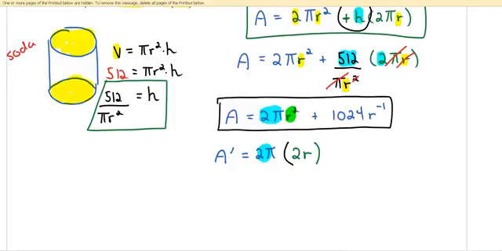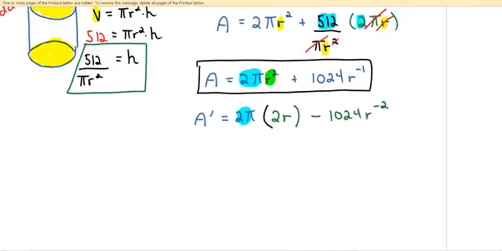It's going to be 2r because I'm just taking the regular derivative. I'm not taking the derivative with respect to time. I'm just taking the derivative. So I don't need to do the dr by dt in this example. And then minus 1024 r to the power of minus 2.